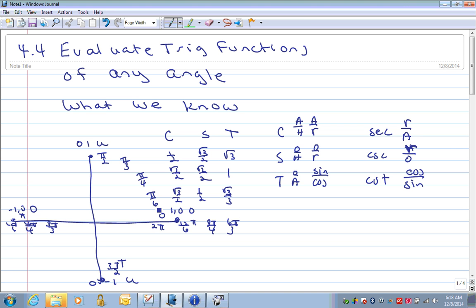Let's look at just 3 examples, and then we'll do a lot of practicing tomorrow. So let's look at our first example.